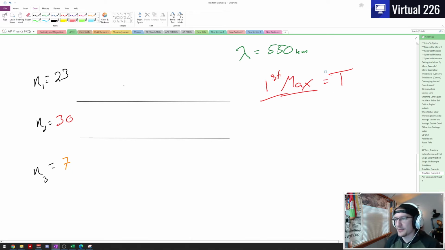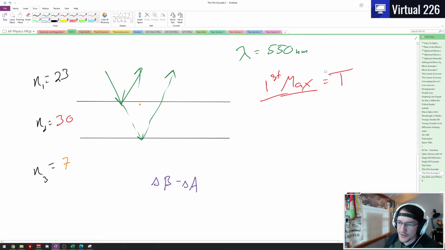Start this problem. Start drawing some of your waves coming in, reflecting out, transmitting through, transmitting out, and see what you get. Okay, so let's take a look. We want to find the delta B minus delta A. If we look at the delta A up here, we're going from a low index to a high index, which does make this indeed a hard reflection. And hard reflections give us a phase shift of lambda over 2, 180. Down here, we're going from 30 to 7, so that is a soft reflection.